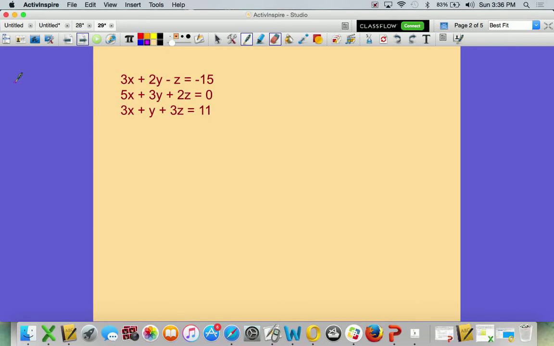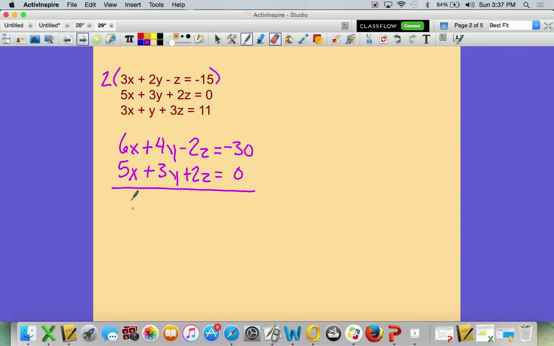You want to do the exact same thing here. What I see is this negative z here. I'm going to multiply this by 2 and then add it to this one right here. So 6x plus 4y minus 2z equals negative 30, and then recopy the one below it. Add those together: 11x plus 7y, z's go away, equals negative 30.